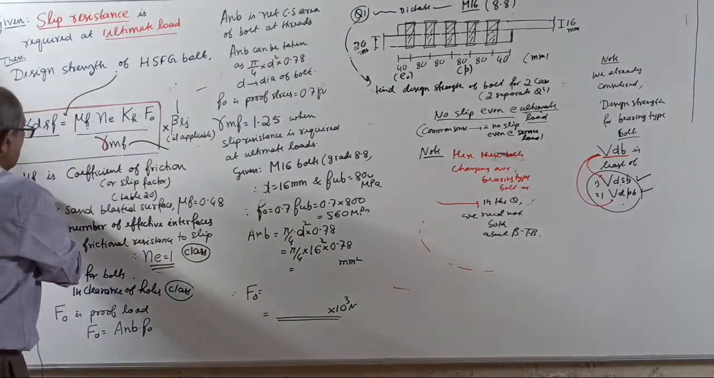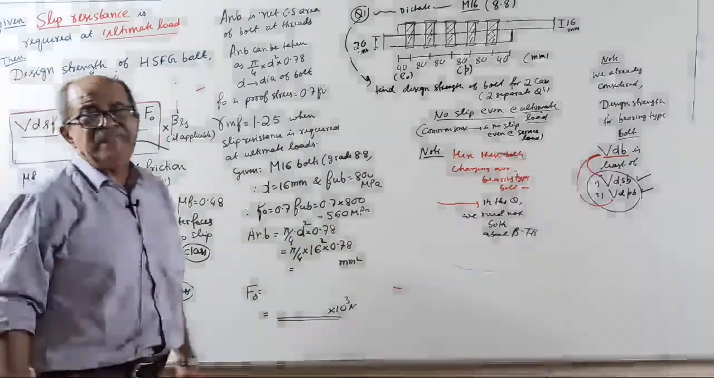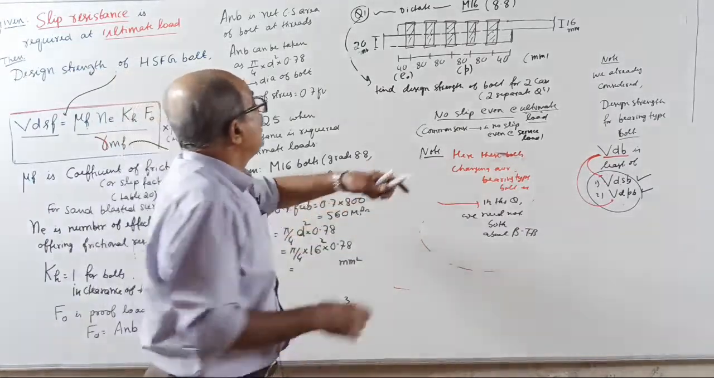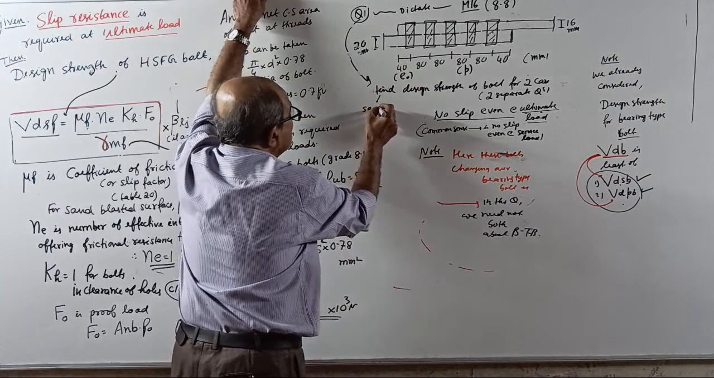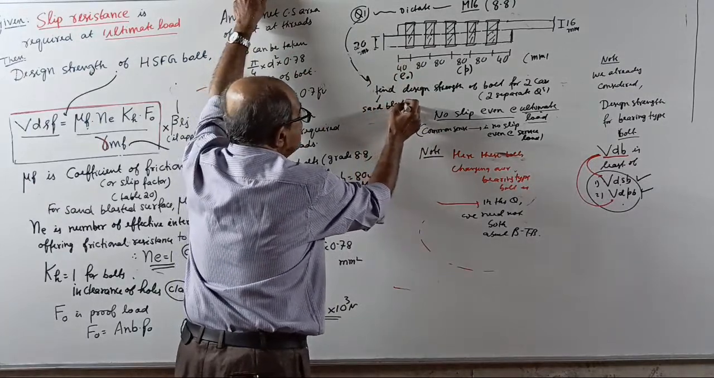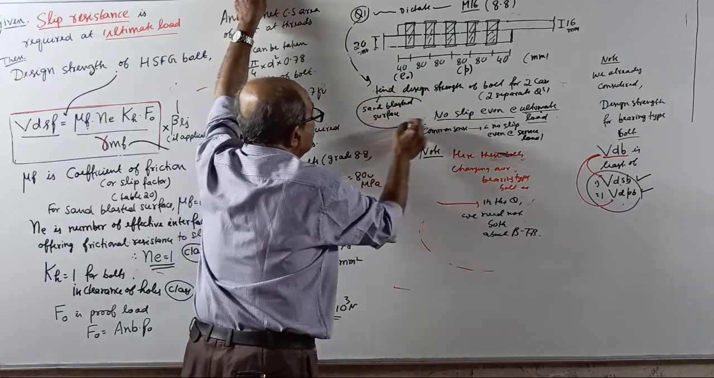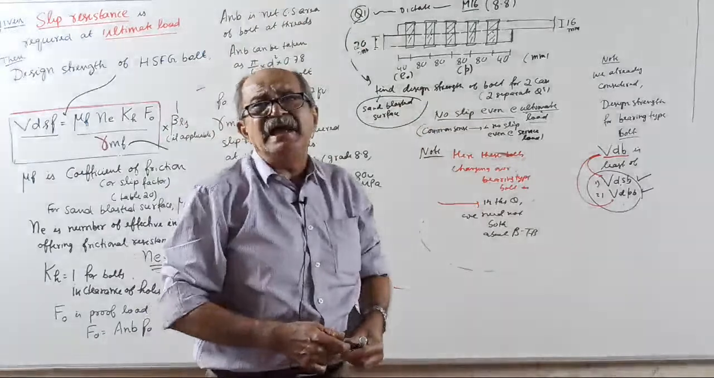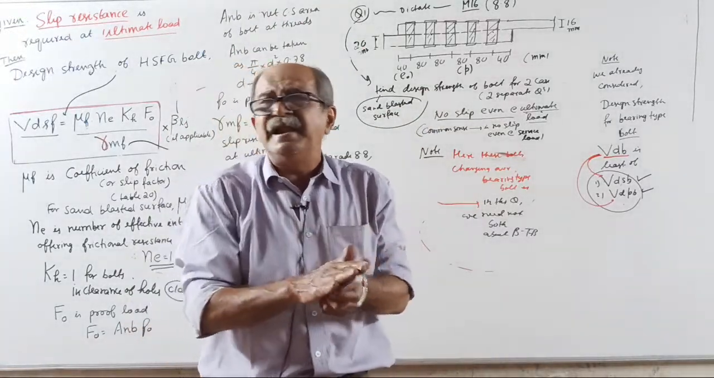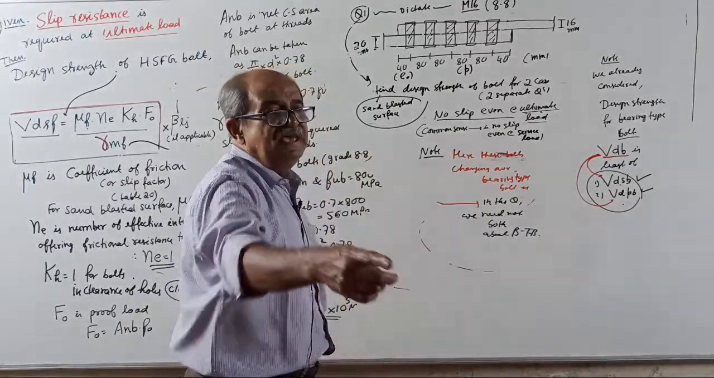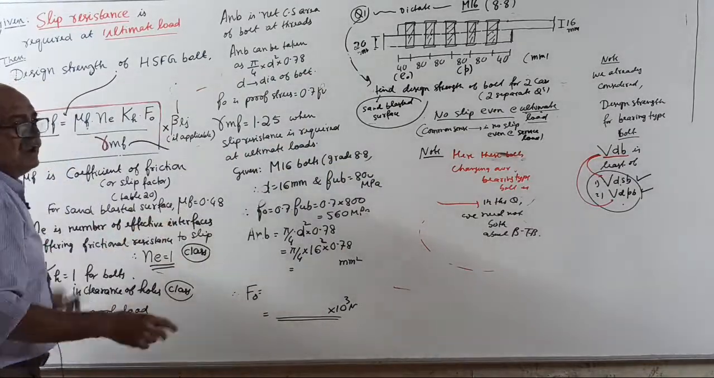Start. Mu_f is coefficient of friction or slip factor. It is given in Table 20. In the question, I forgot one thing: it is given sand blasted surface. This is very popular. Not sand actually, it is roughened. See, to develop friction, the surface is made rough by sand blasting. See IS code, Table 20, for sand blasted surface, tell what is mu_f.